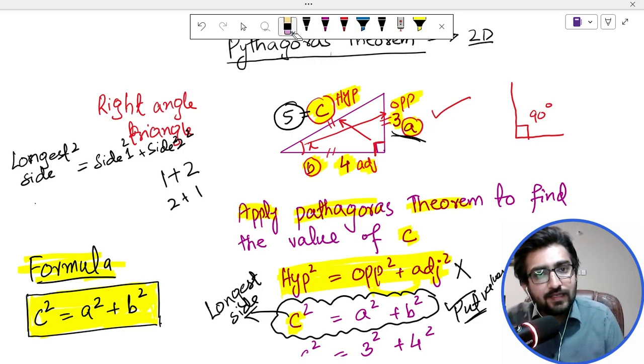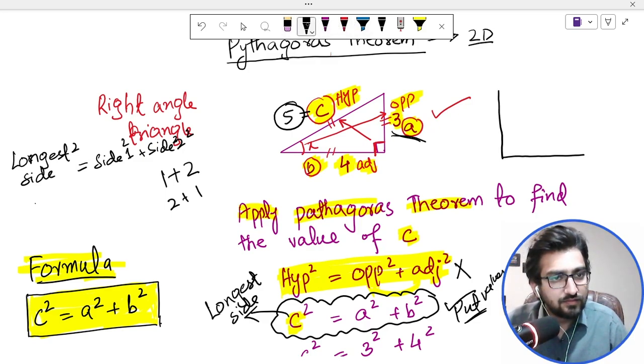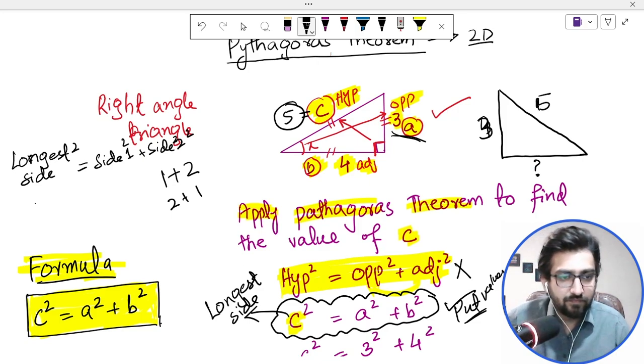Now let's assume there is another triangle, and now this is given. Let's make this 5 to make it simple. 4, I'll make this 3, 5, 3, and we want to find out this side, right? So that is the longest side.